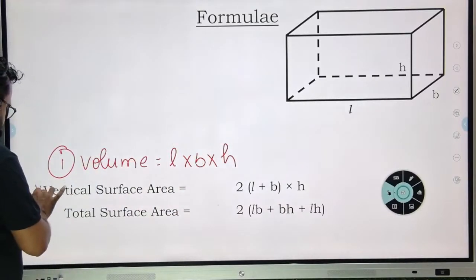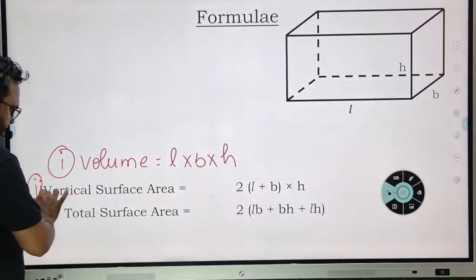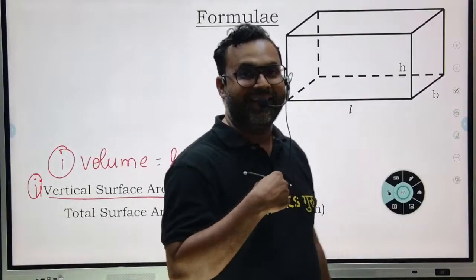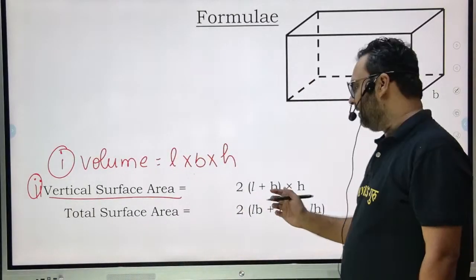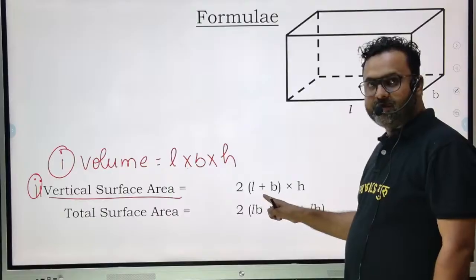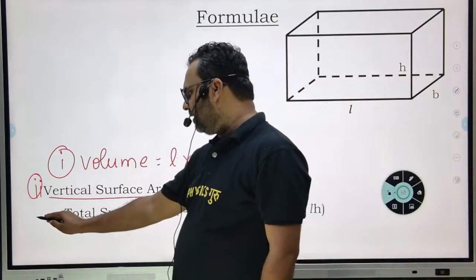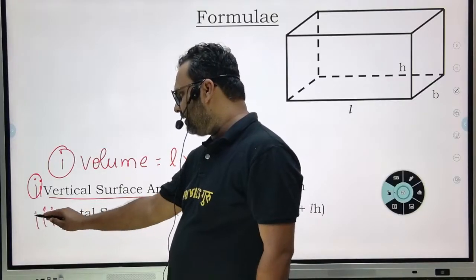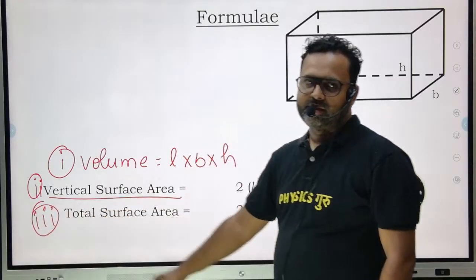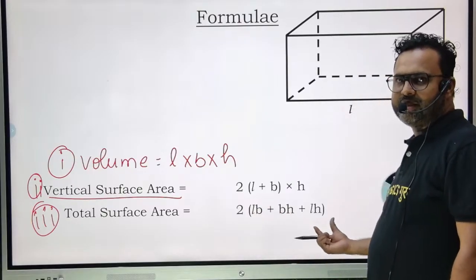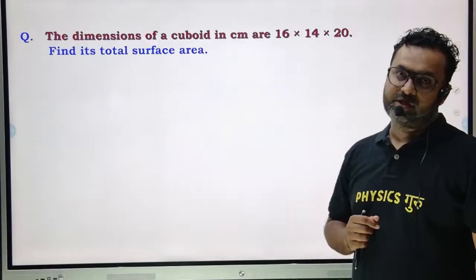Next one is vertical surface area. So what is vertical surface area? That is 2 times of length plus breadth times height. So 2 times of (L plus B) into H. Similarly, we can also find TSA, total surface area. Total surface area is what? 2 times of (LB plus BH plus LH). So this is TSA, total surface area.